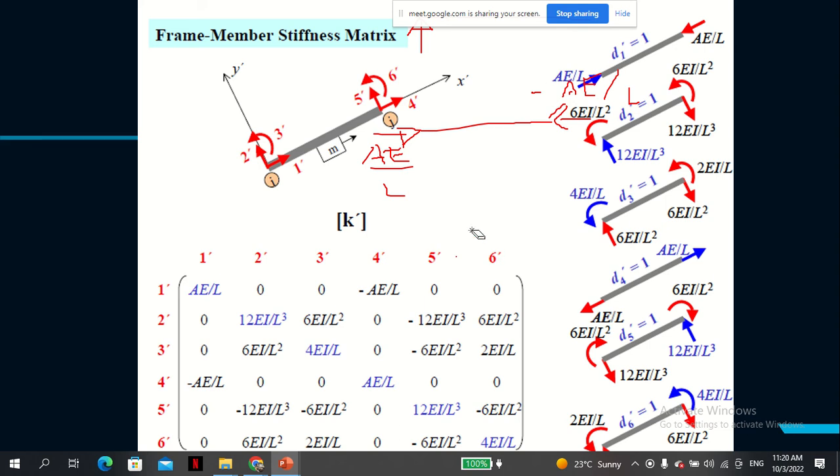Again, to derive this column, you apply a unit displacement on this end only, and you can see on this end this would be negative, this would be positive AE over L, and the rest are 0. Now, when it comes to column 4, again, you ignore everything else and apply a unit displacement in the opposite direction. This becomes negative AE over L, everything else is 0, and this becomes positive, and that's all.